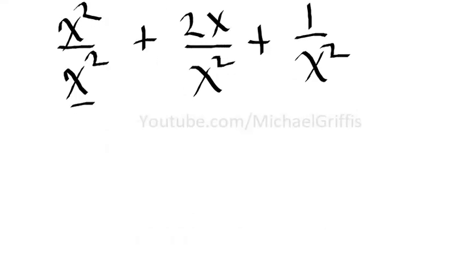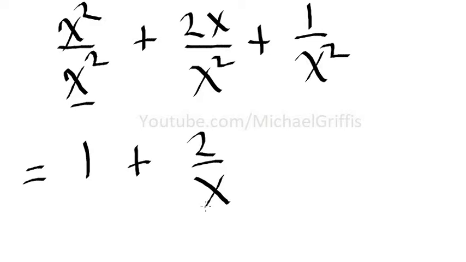Of course, x squared over x squared is 1. Let's write an equal sign out here. 2x over x squared is 2 over x plus 1 over x squared. This is going to obviously be the best way to divide that x squared, the denominator, into the numerator. That'll obviously be the fastest way to do that.